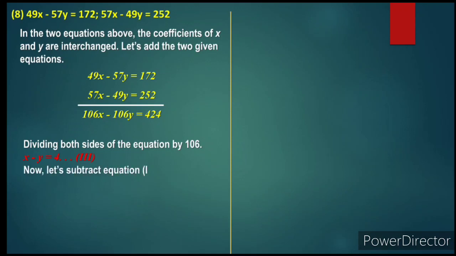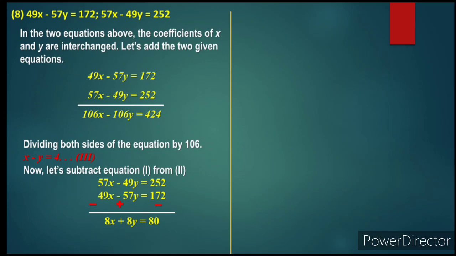Let's subtract equation 1 from 2. Again you will see the coefficient of x is greater in equation number 2. So we'll write the second equation, then we'll write the first equation. As we are subtracting, we'll change the signs. Plus will become minus, minus 57 will become plus, and plus 172 will become minus. So 57 minus 49 is 8, x plus 8y equals 18.